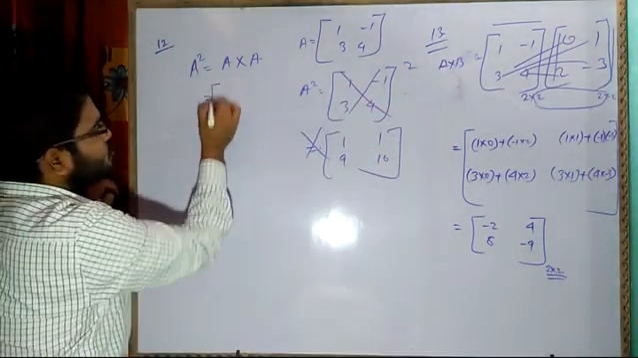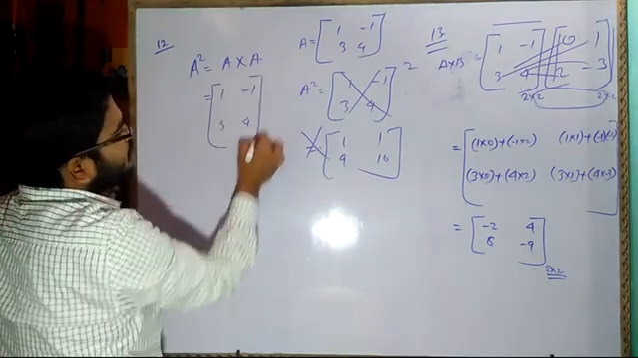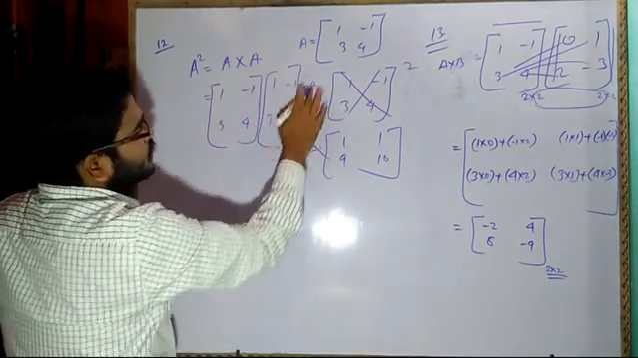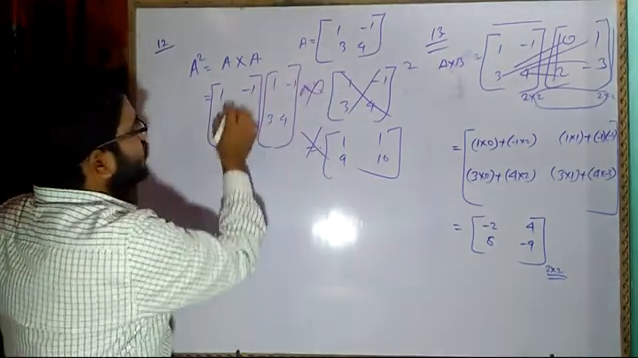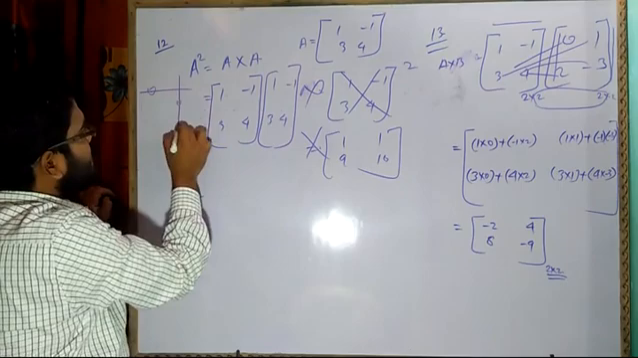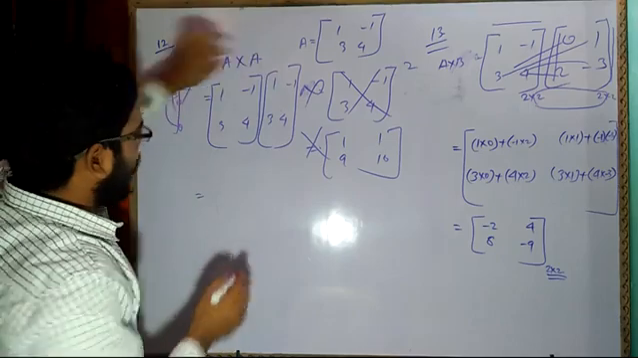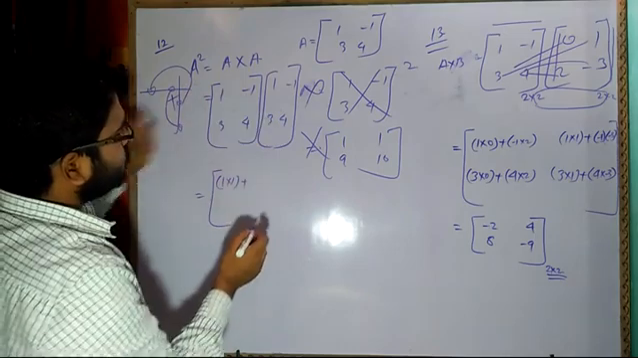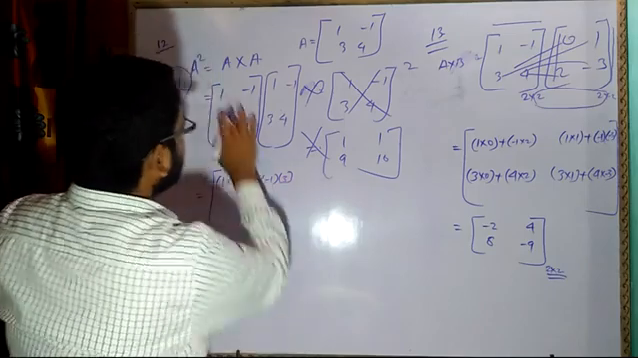No, you have to write the same matrix twice: A only, minus 1, 1, then 3, 4, multiplied with 1, minus 1 and then 3, 4. These are 2 cross 2 matrices only, the same matrix. Now you have to multiply here. So 1 multiplied with 1, this element and this will be multiplied with this, and then addition. So 1 into 1 plus minus 1 into 3. Then this element is over.